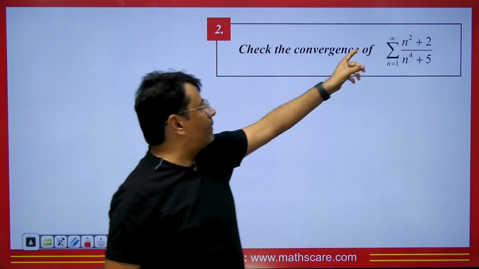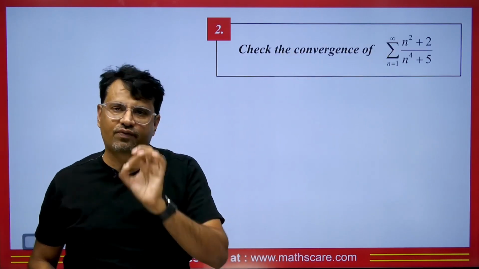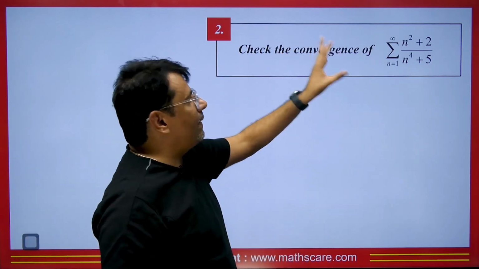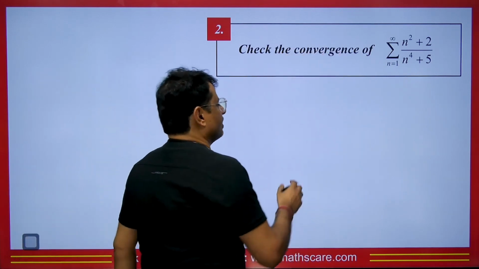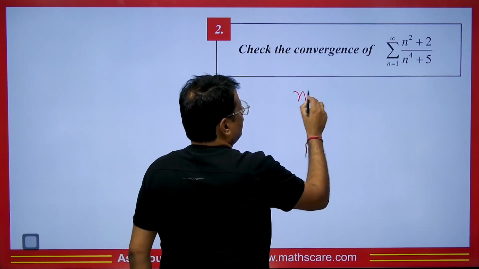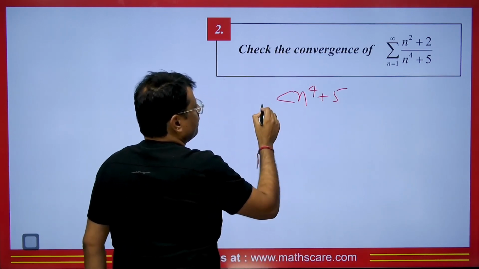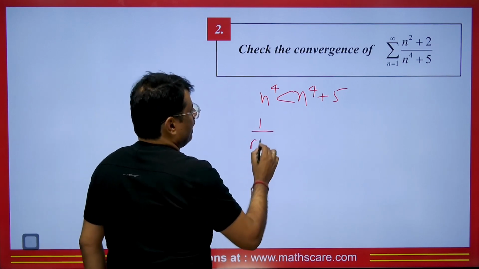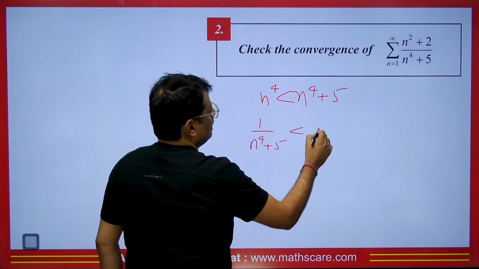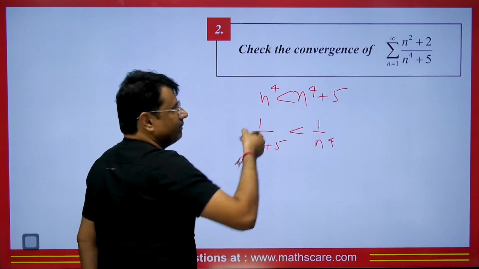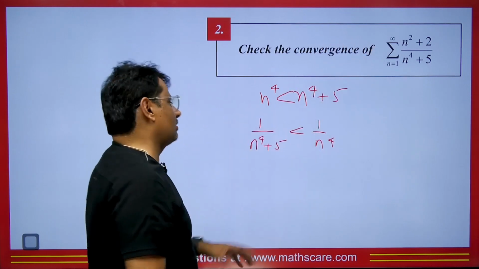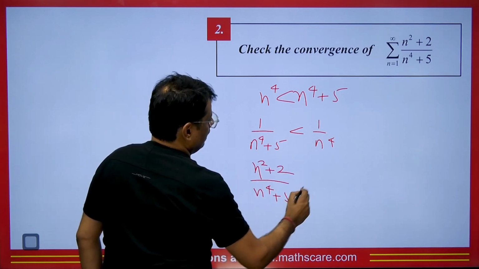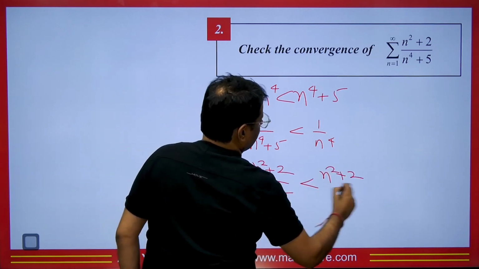So, students, see this question, n square plus 2 upon n power 4 plus 5. We can solve this question with a method which I will explain to you later, and we can also solve this using the comparison test. Let's see how. First, we see that n to the power 4 plus 5 will obviously be greater than n to the power 4. Now, do cross multiplication. It will be 1 upon n power 4 plus 5 is less than 1 upon n power 4. Now, I'll multiply it by n square plus 2. So when you multiply this by n square plus 2, this is what we get.